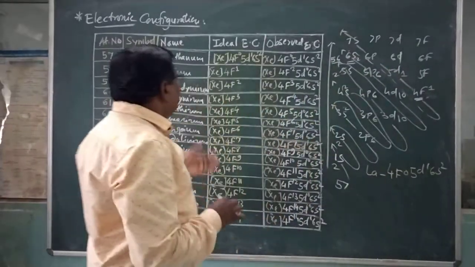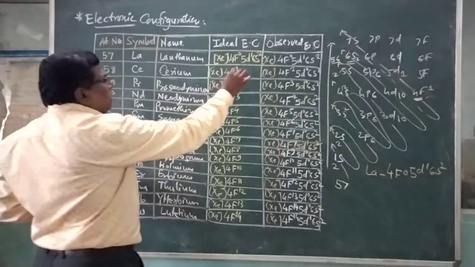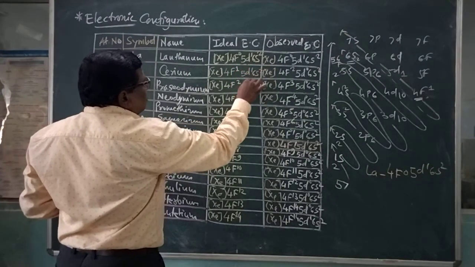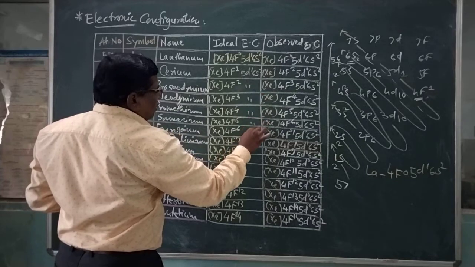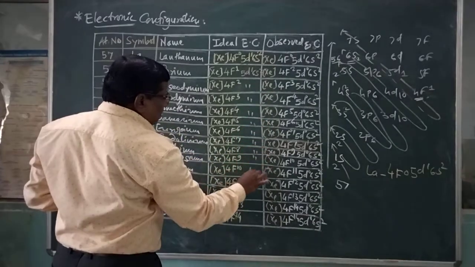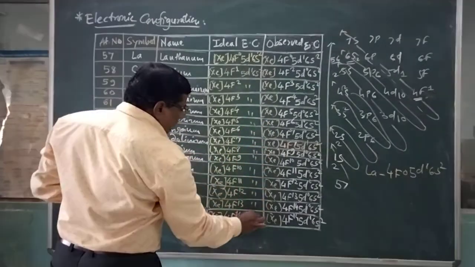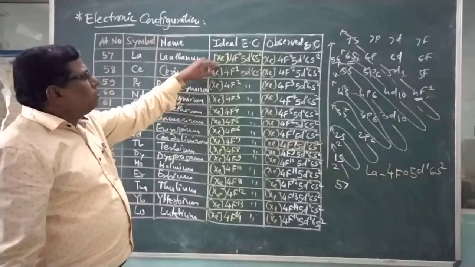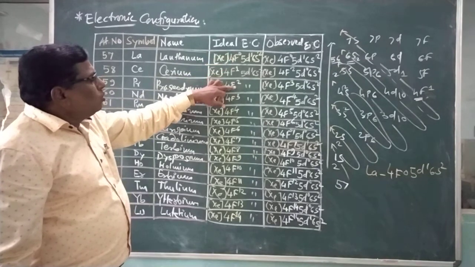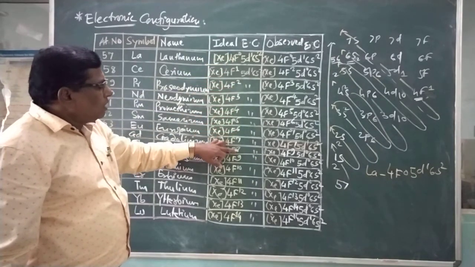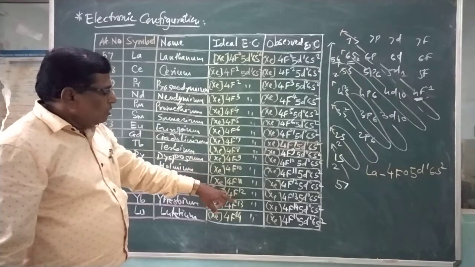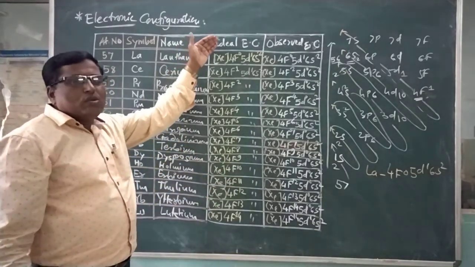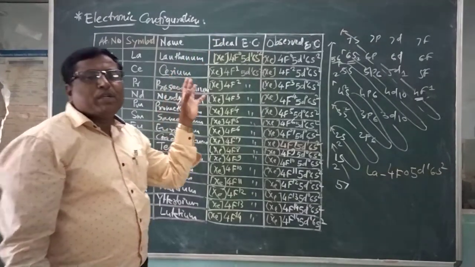Electrons are continuously added here, and 5d1 6s2 is common for all these elements. Only the 4f electrons increase: 0, 1, 2, 3, 4, 5, 6, 7, 8, 9, 10, 11, 12, 13, 14. Fourteen electrons enter continuously. It is called the pre-penultimate way.